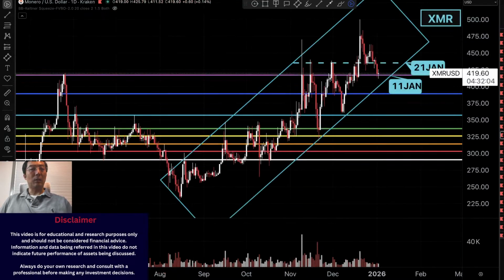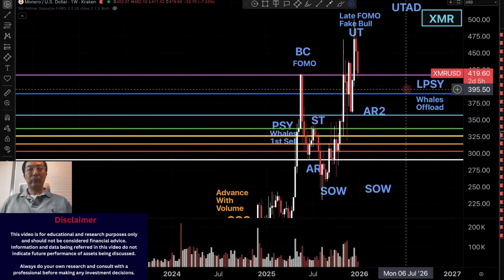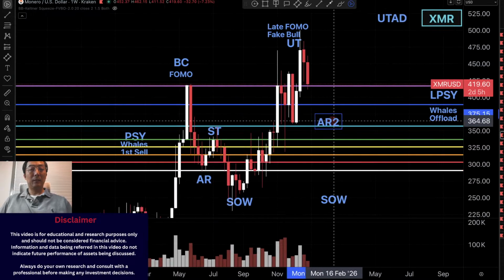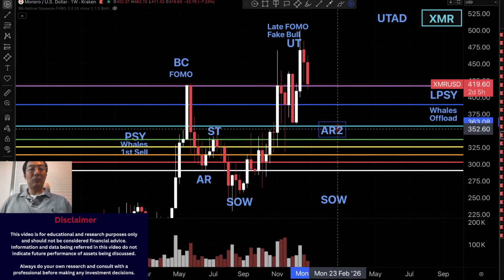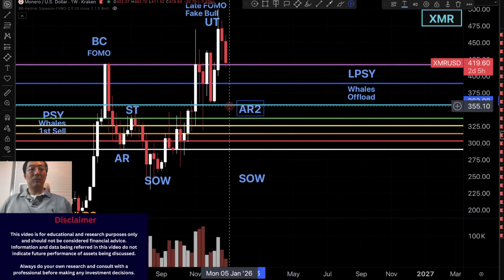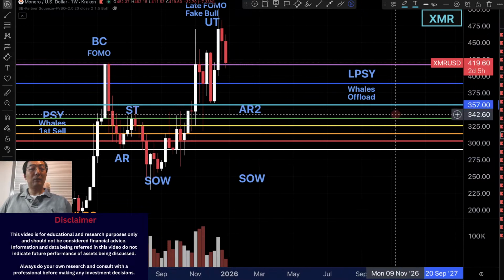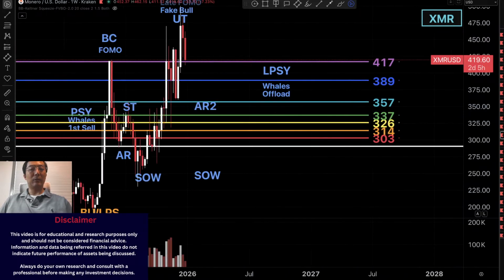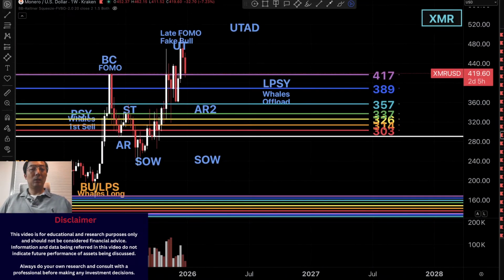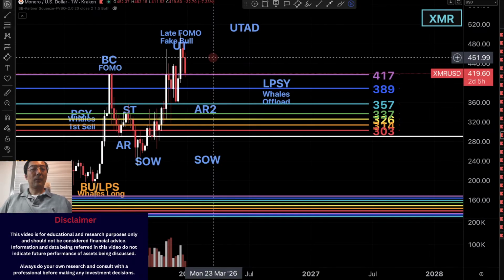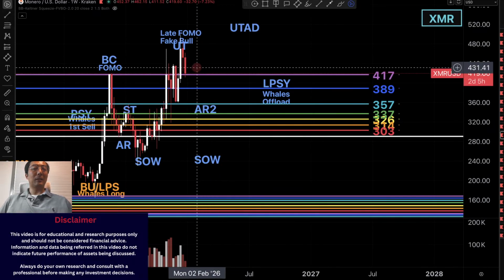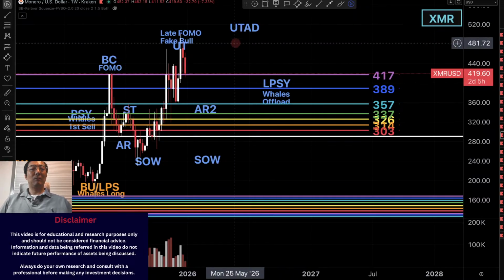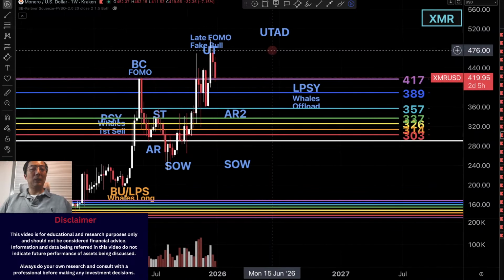Next we've got XMR. For XMR, currently it is coming down from the upthrust. Previously I said there's a chance that we may see an automatic reaction coming down to the 355 level, the light blue key level. Well, obviously you can say it's 357, but roughly around that range. It's just a chance. It can bounce up from this point and head straight to the upthrust of the distribution.